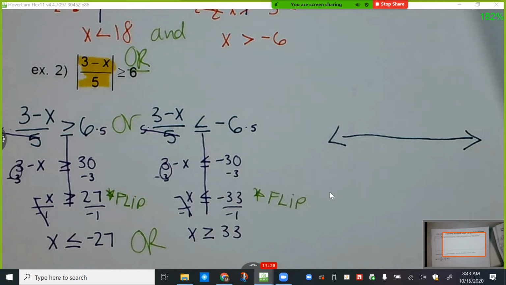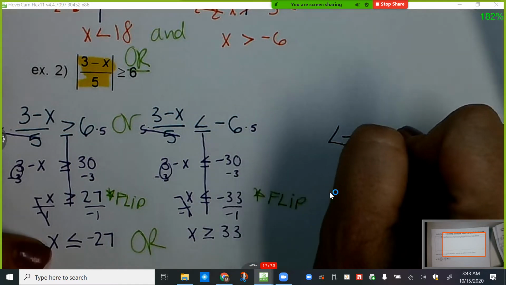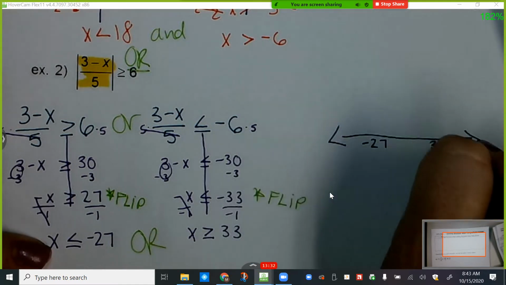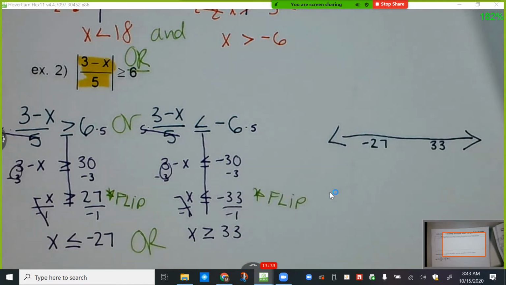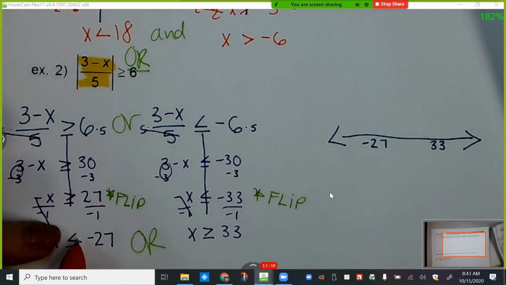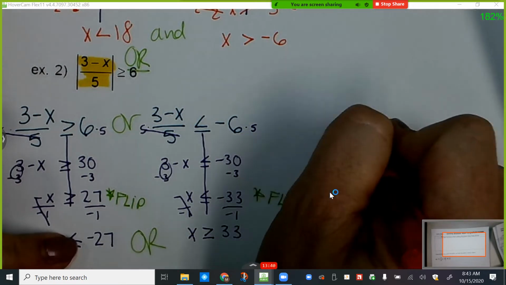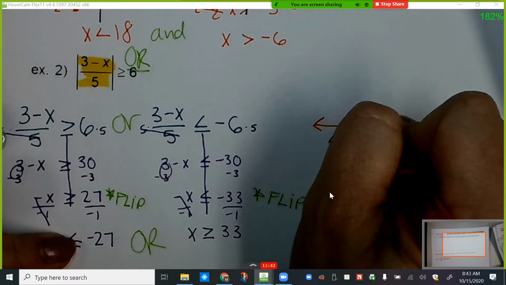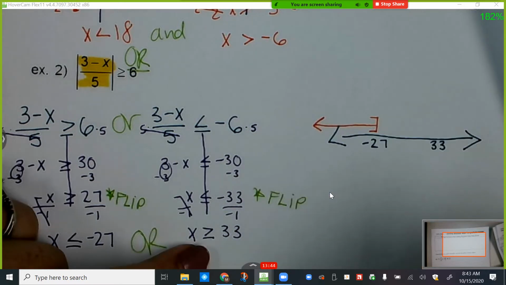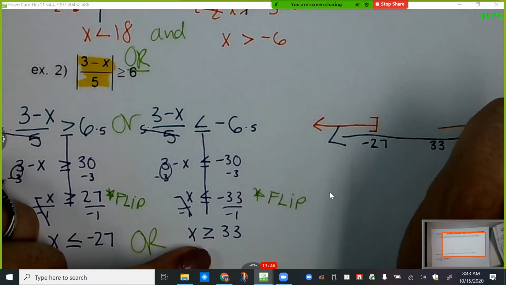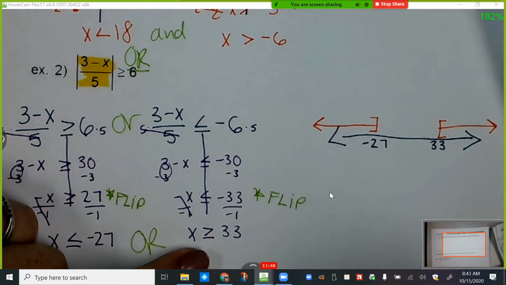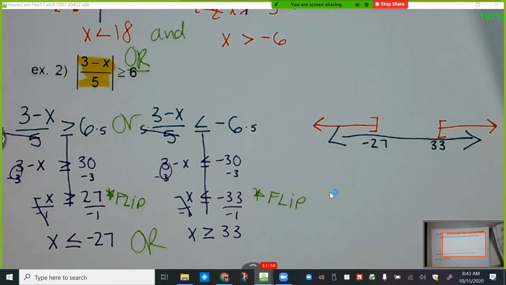Okay, so my two numbers are negative 27 and 33. So here it's telling me x is less than or equal to negative 27. That goes to the left. Okay, x is greater than or equal to 33. That goes to the right. And this is an "or" problem. Is it okay that they don't overlap?